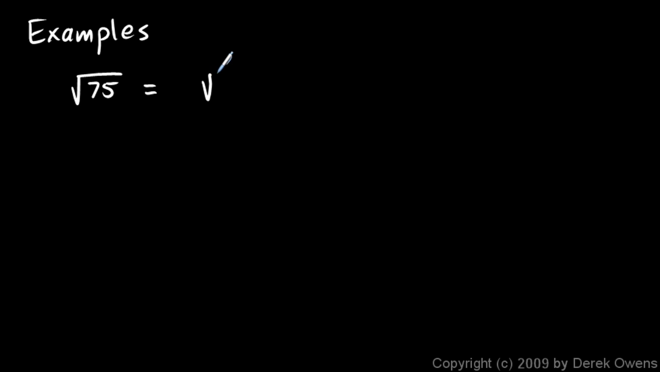So 75, for example, is 25 times 3. So let's write it that way, 25 times 3, and note that 25 is a perfect square. 25 is 5 squared, or in other words, the square root of 25 is 5. So instead of a 25 under the radical, that's equivalent to a 5 outside of the radical. So I imagine these perfect square factors popping out from under the radical. And instead of a 25 under there, I now have a 5 out front. So the answer is 5 times the square root of 3.